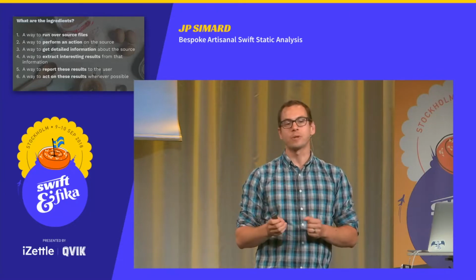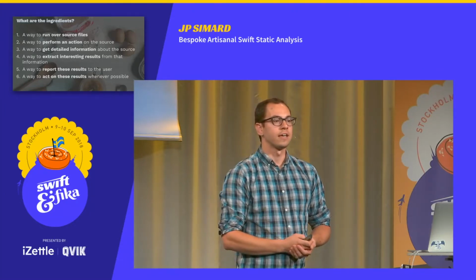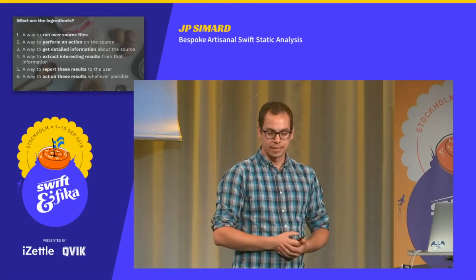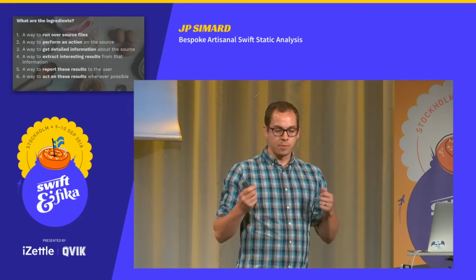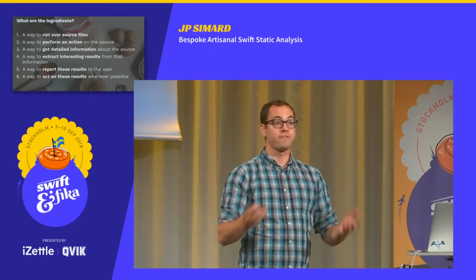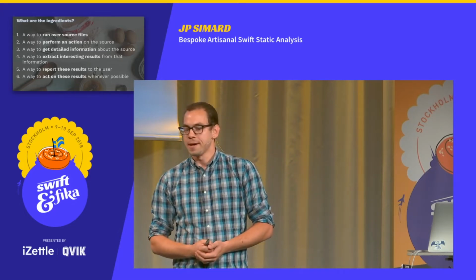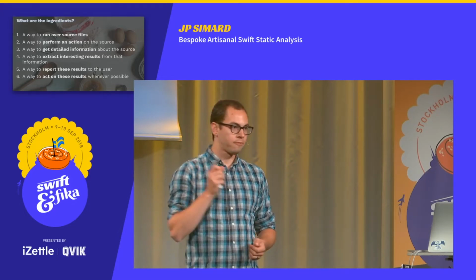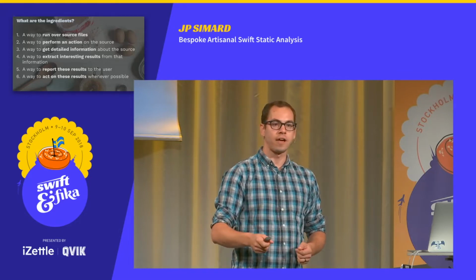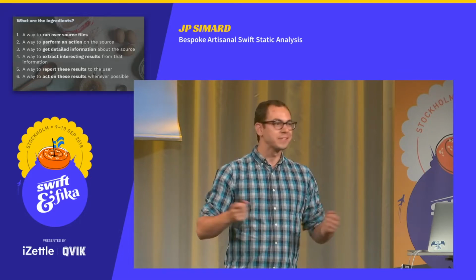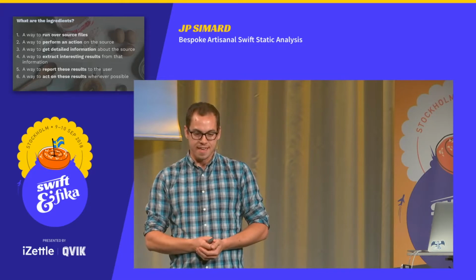So going back to the basics, what do we need to do? What are the ingredients of a static analysis pipeline? Well, you need to be able to run over the source files that you want to analyze. I think that's a pretty straightforward first step. Next step, you need to be able to perform actions on all of those source files. Easy enough, right? You don't need a PhD in compilers to understand this.